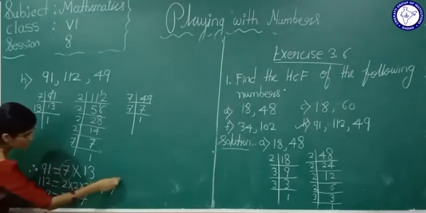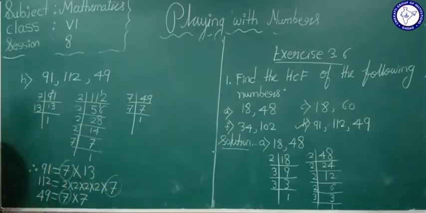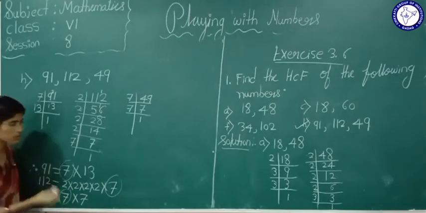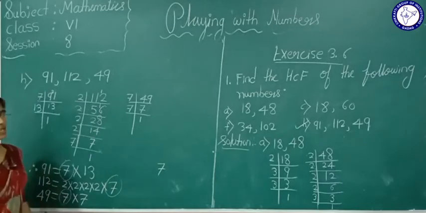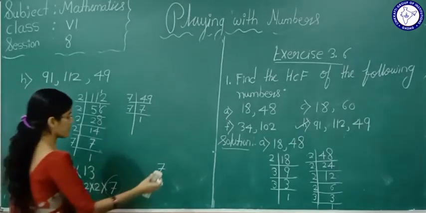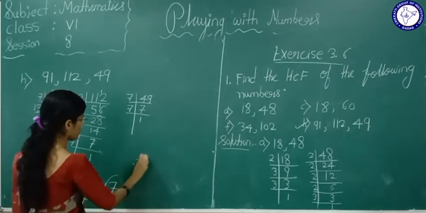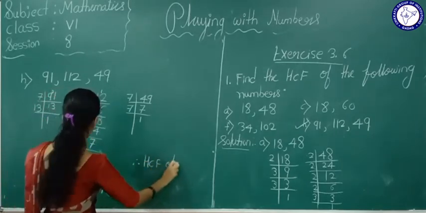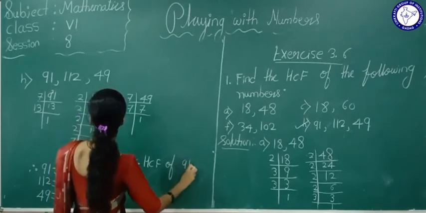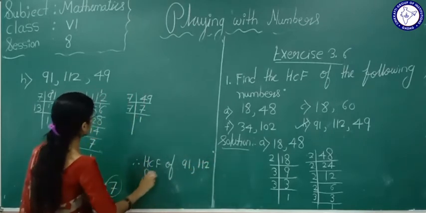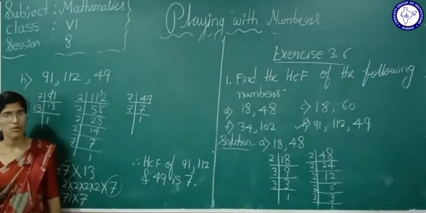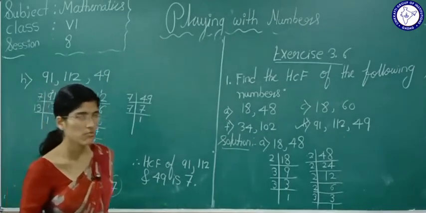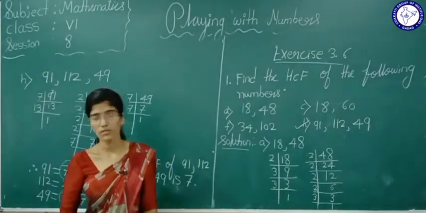Now say 1 7 here, 1 7 here, 1 7 is common. The number should be in all 3 also. Here 1 7, 1 7, 1 7. We have to take 1 7 here. Again, is there anything common here? No. Then what can we tell here? Therefore, the HCF of 91, 112 and 49 is 7. Okay. This is about exercise 3.6 first main. The second main we will see now.